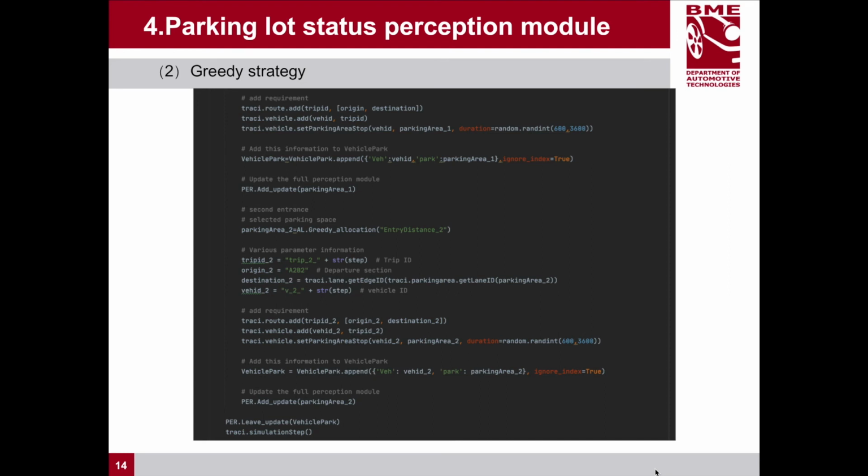Finally, it is necessary to define the information of the vehicles entering the two intersections. First, select the parking space, then define various parameter information and requirements. Add this information to vehicle park, and finally update the full perception module. The relevant code is as follows.